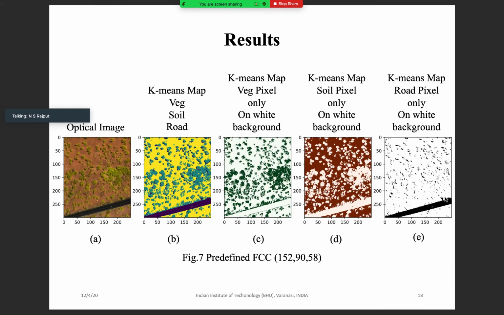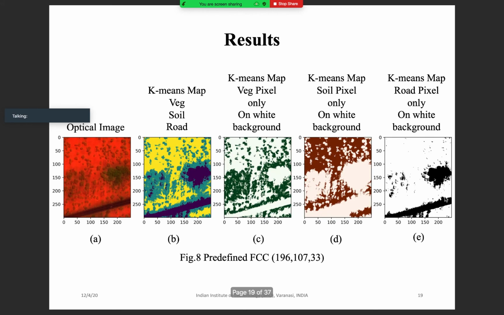Going to the next one, you can find that there are vegetation, soil, as well as some road present. Alongside the road there are some more patches which have been identified as metallic component. So that is the issue. And accordingly there is another one where even alongside the road one more patch is being shown as road, which is false.